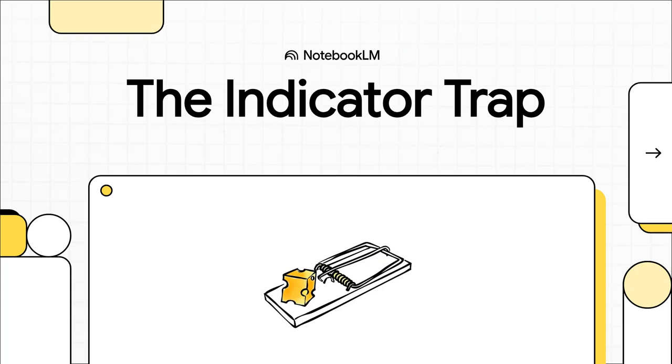Have you ever followed what looked like a perfect textbook signal from your favorite indicator, only to watch the market do the exact opposite? Well, what if that signal was never really a signal at all? What if it was actually bait for a trap? Okay, let's really dig into this.